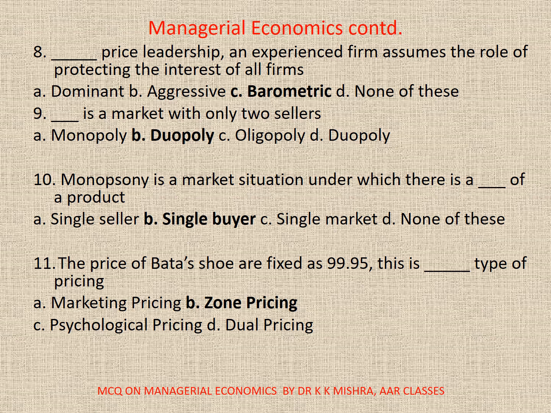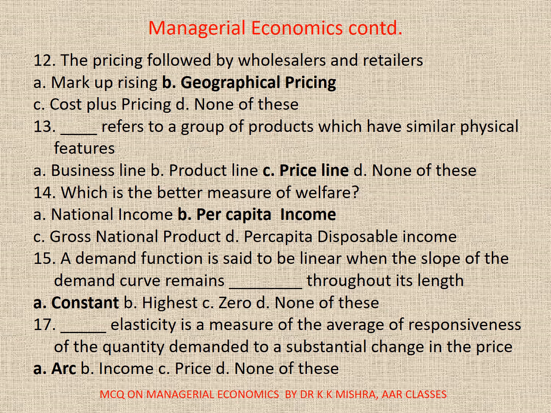11. The price of Bata's shoe are fixed as 99.95. This is dash type of pricing. A. Marketing pricing, B. Zone pricing, C. Psychological pricing, or D. Dual pricing. Here correct option is C. Psychological pricing and not the B. Zone pricing. This is wrongly highlighted.